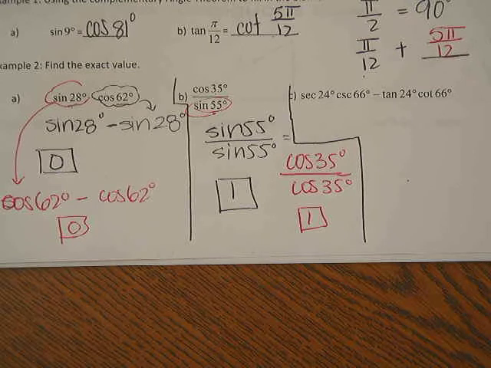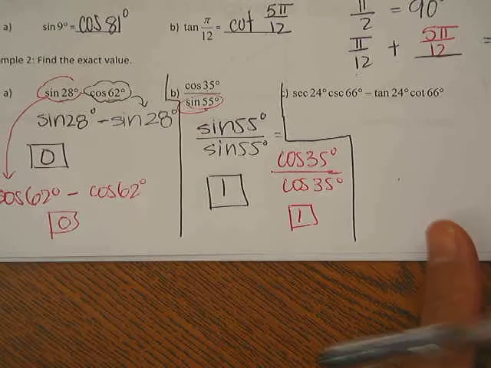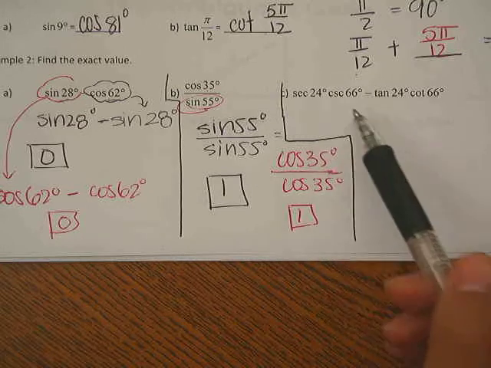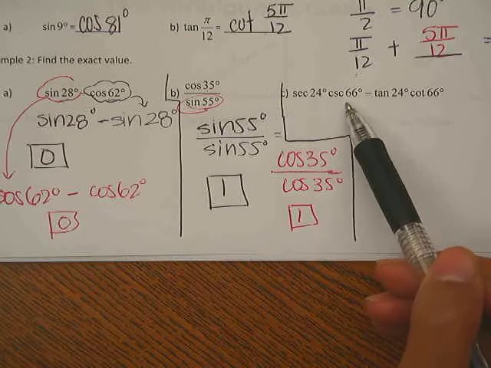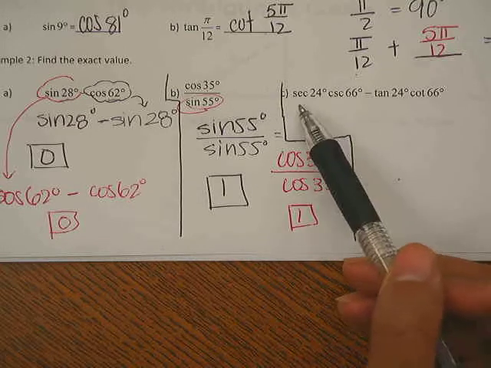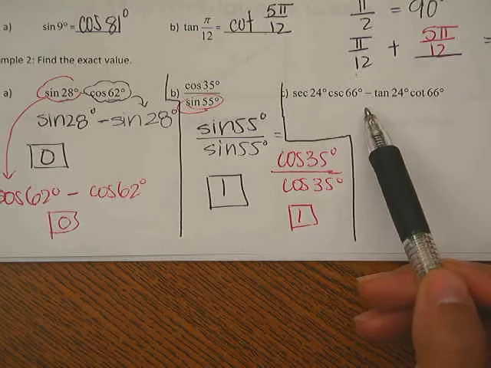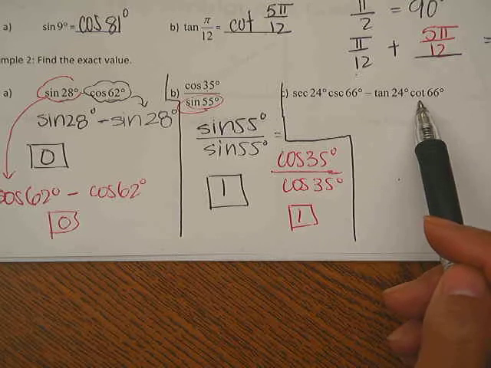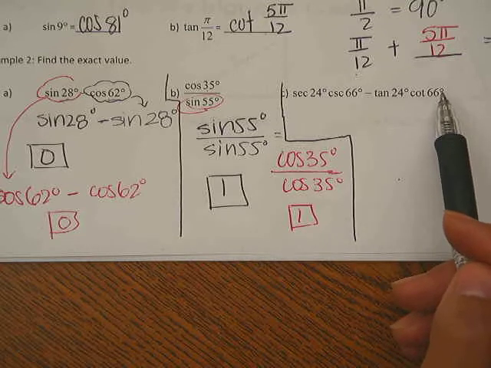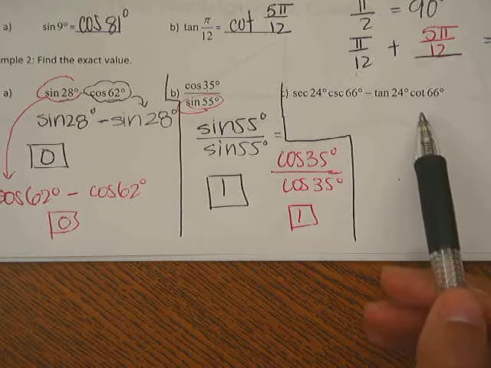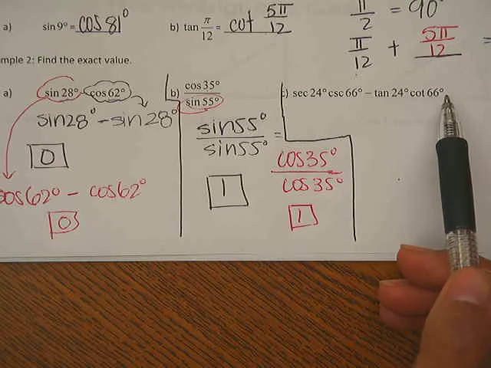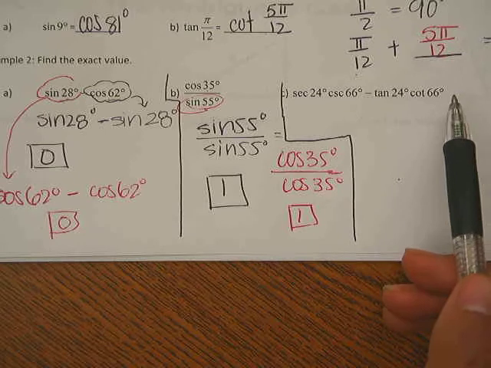Alright, we're on our last piece of today's video, which is secant of 24 degrees, cosecant of 66 degrees, multiplying together, take away tangent of 24 degrees times cotangent of 66 degrees. Now, if you add 24 degrees to 66, that is exactly 90 degrees.